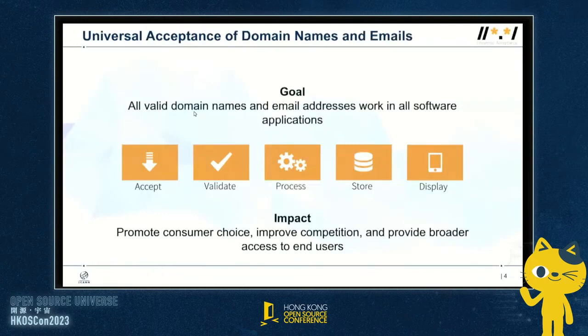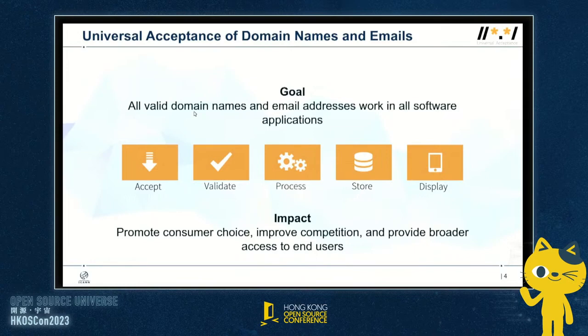So, universal acceptance has, in a sense, five components. Input: it needs to be possible to enter any email address into any software, not necessarily for anyone. I cannot type kanji, you cannot type an ø. But the same software should be able to accept both of them. It's just the keyboard that's different. Software should accept both.